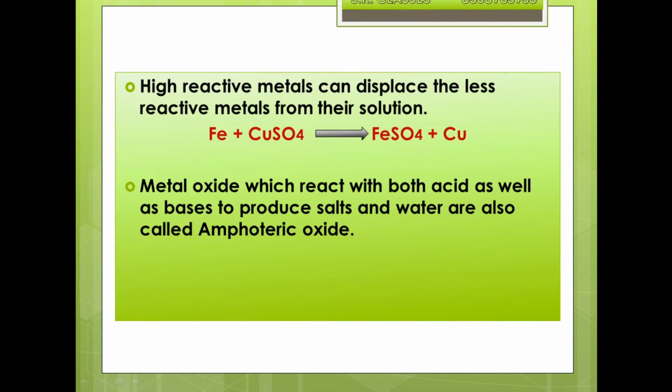And the last one, metal oxides which react with both acids as well as bases to produce salt and water are also called amphoteric oxides. Al2O3 plus 6HCl gives 2AlCl3 plus 3H2O. Here Al2O3 is an amphoteric oxide.